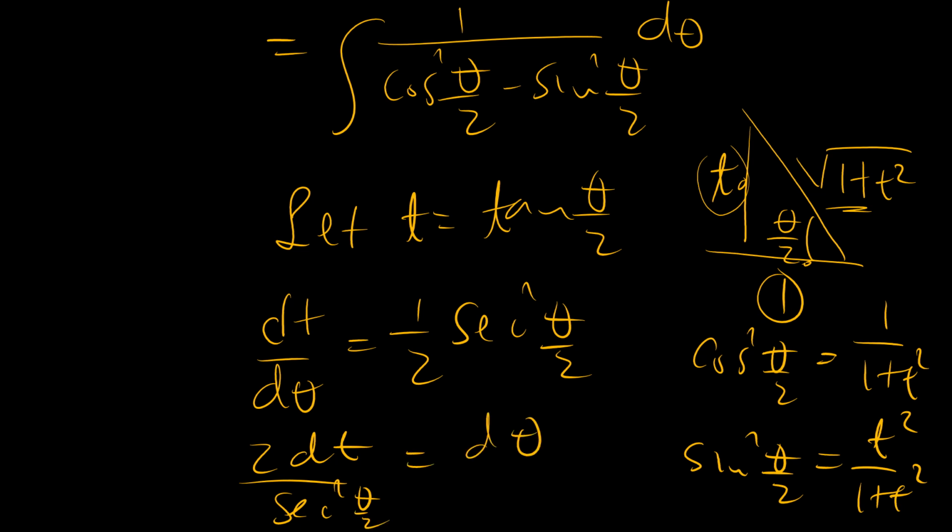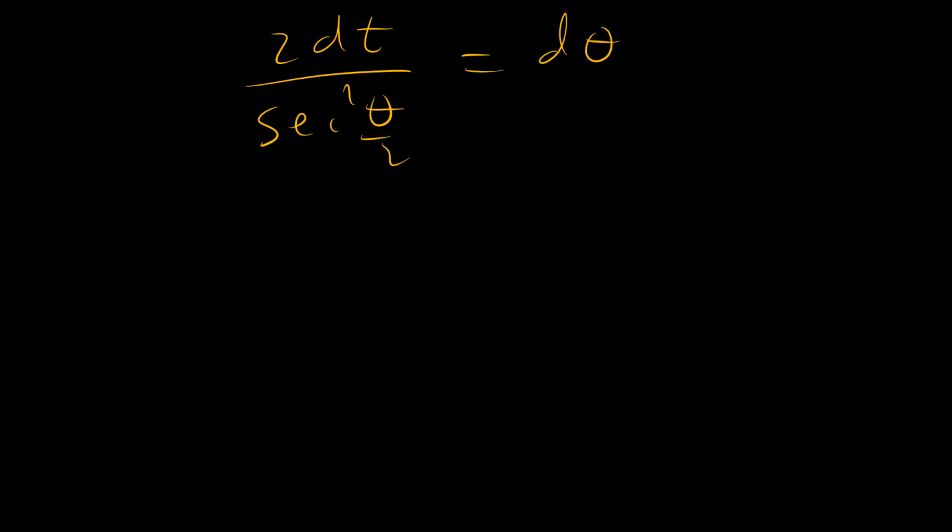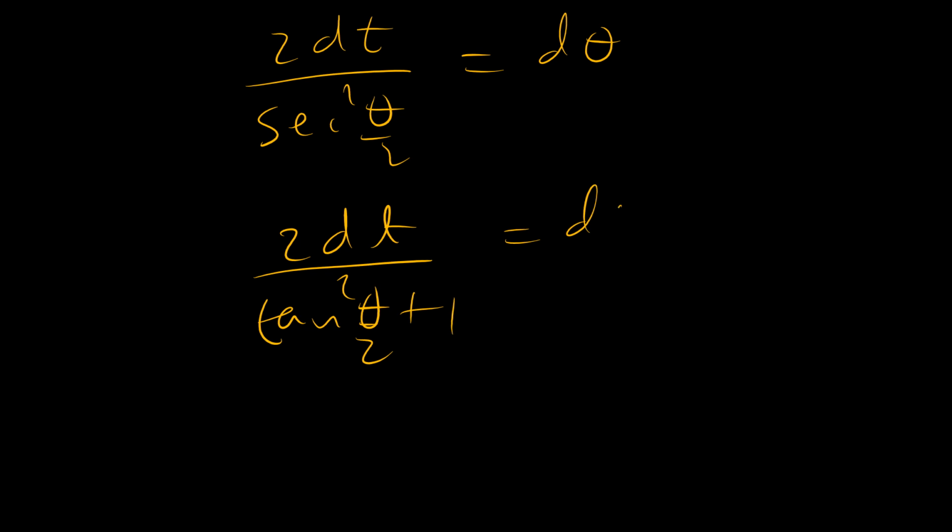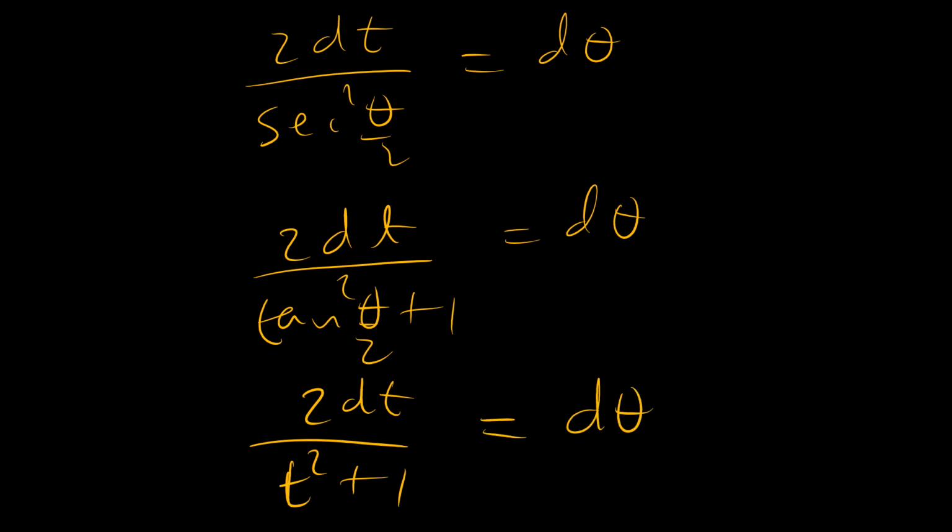Since we have 2 dt over sec squared theta over 2 being equal to d theta, we know sec squared theta over 2 is the same as tan squared theta over 2 plus 1. That means 2 dt over t squared plus 1 is equal to d theta.